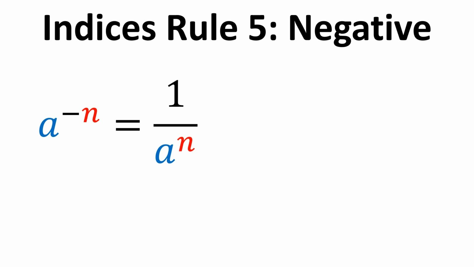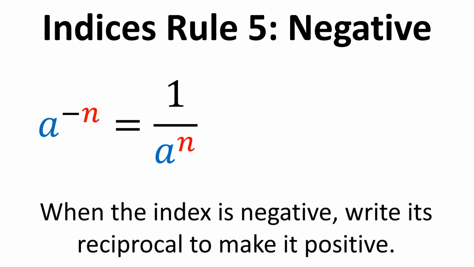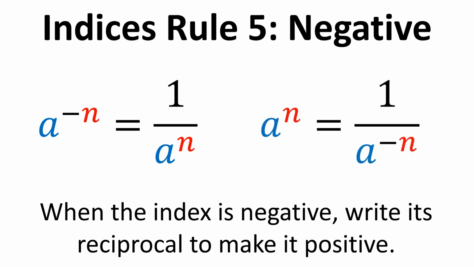Rule number 5 is negatives. So if we raise a number to the power of a negative value, then that will equal 1 over that number raised to that power. So when an index is negative, we write its reciprocal to make it positive. And the reverse is also true. So if we have a to the power of n, that will equal 1 over a to the power of minus n.